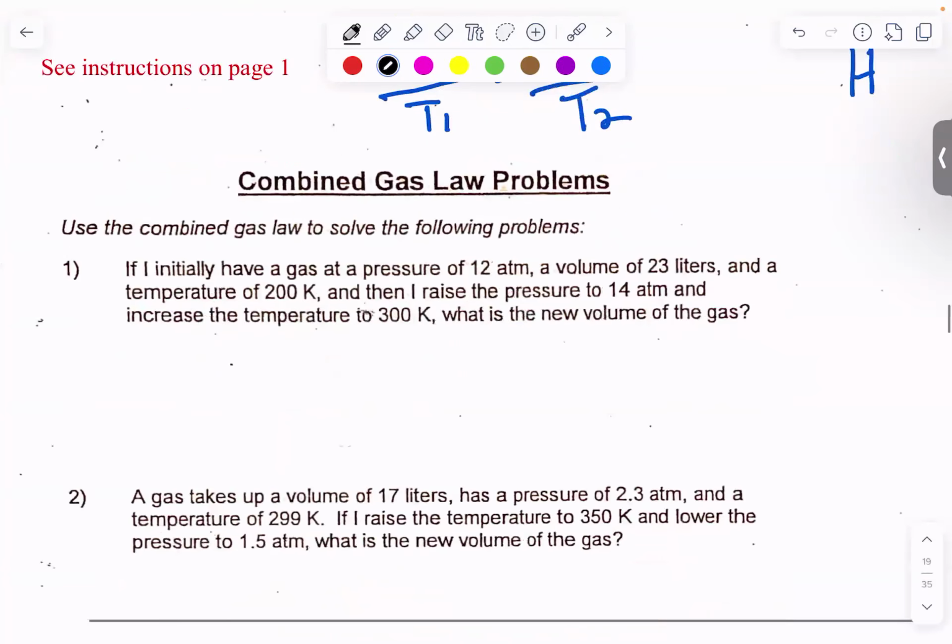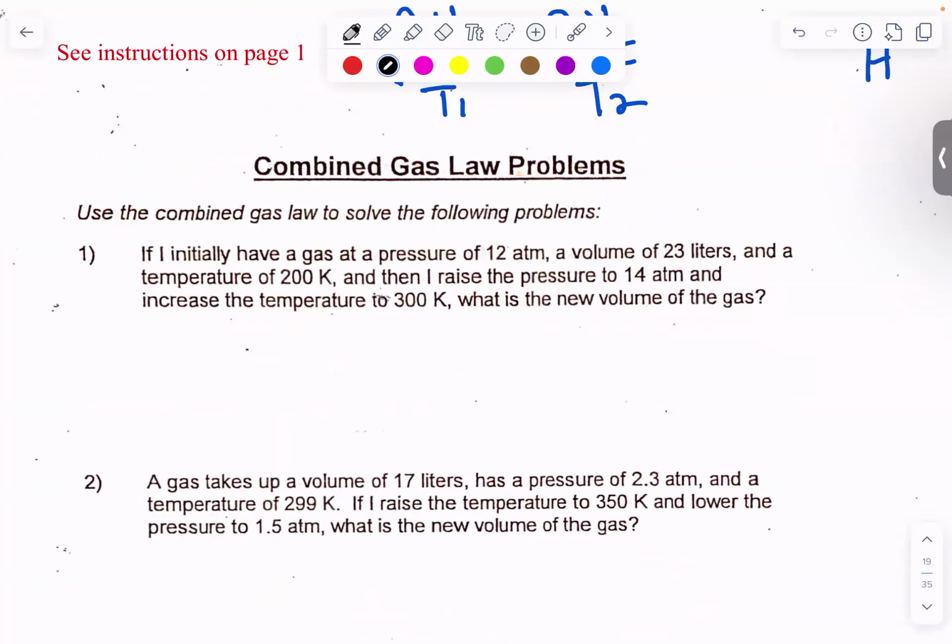So if I initially have a gas at a pressure of 12 atmosphere and a volume of 23 liters and a temperature of 200 Kelvin, and then I raise the pressure to 14 atm and increase the temperature to 300 Kelvin, what is the new volume of the gas?